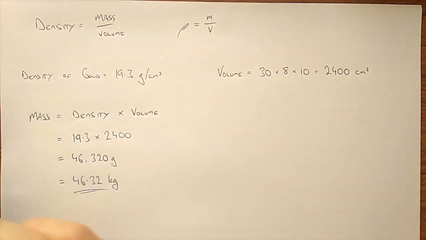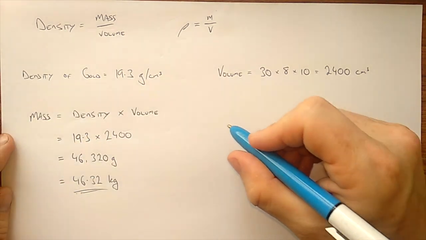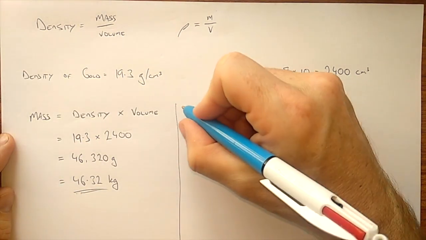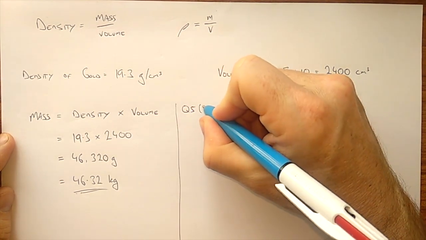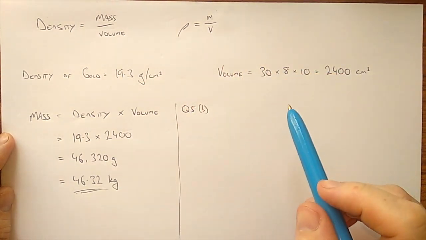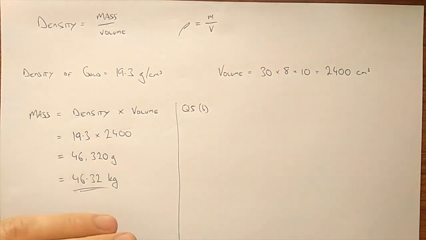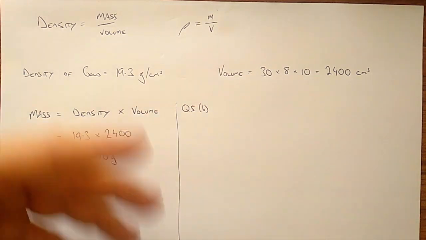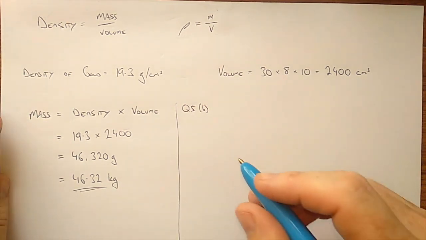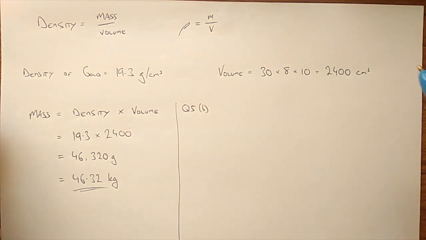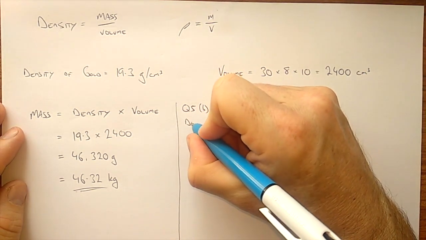Now we'll go over to our final piece here. This is question 5, part B. What volume would lead have if we knew the mass? This is just moving the whole equation around another way again. In this case we want to know the volume. We have the density.